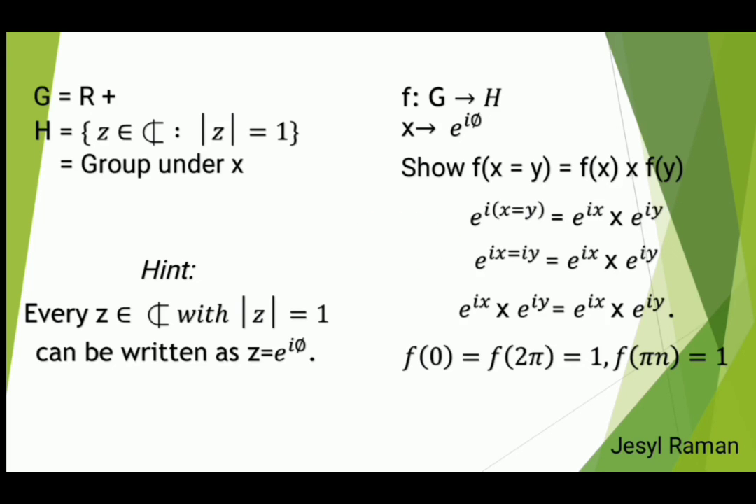By the way, I'd like to point out that f of 0 is equal to f of 2 pi. Both are equal to 1. In fact, f of any multiple of 2 pi is 1. So this is not a one-to-one function. Homomorphisms do not have to be one-to-one.